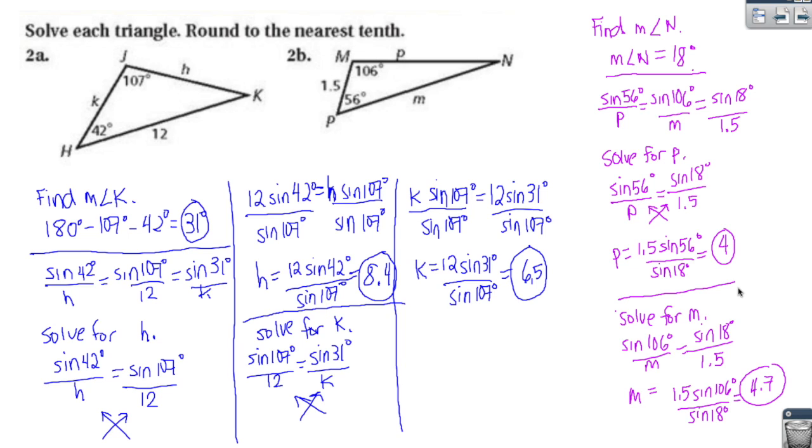But I found that side M is actually 4.7 units long. All right, so hopefully you're checking your answers, rechecking, and then reviewing. At this time, with this lesson, you've evaluated and you've used your law of sines to find angle measurements and side lengths.